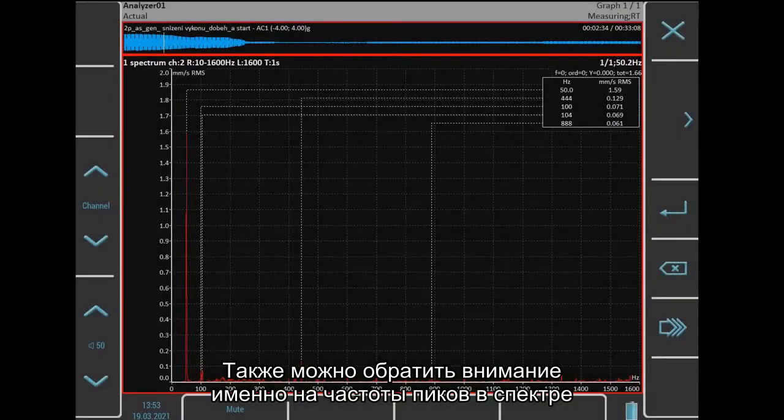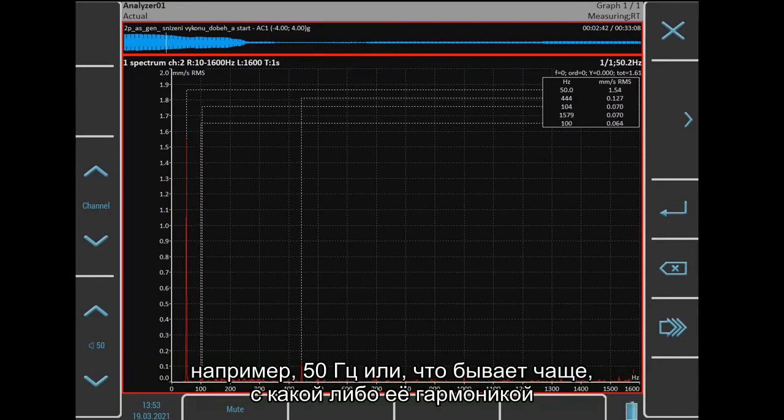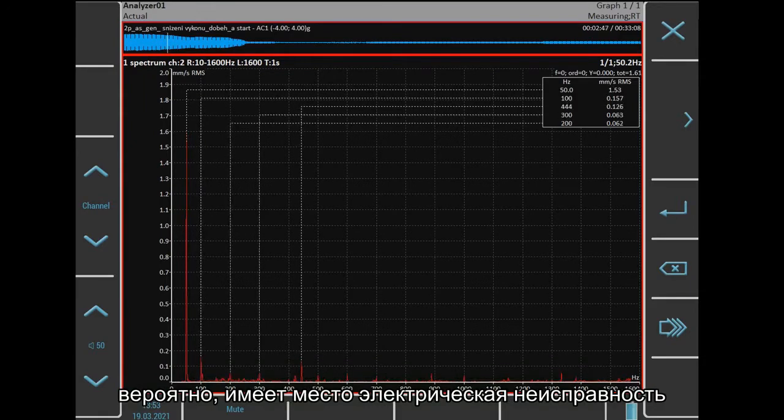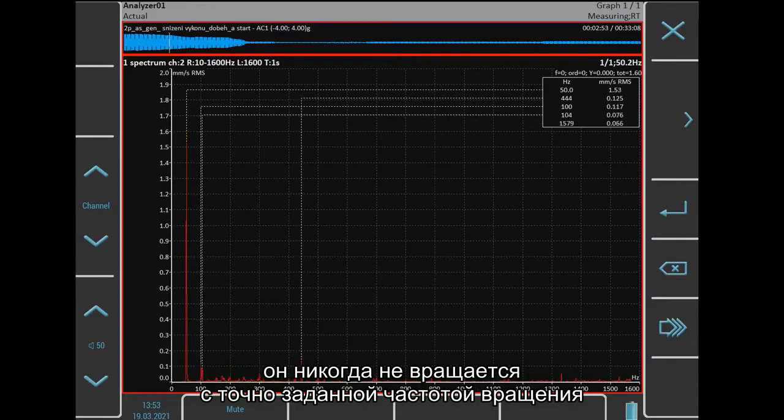You can also focus on the exact frequency of peaks in the spectrum. If you find a peak with your exact current supply frequency, for example 50 Hz and more often on its harmonic frequencies, it is probably an electrical issue, because there is always some slip on a loaded electric motor, and the motor isn't running on its exact rotation frequency.